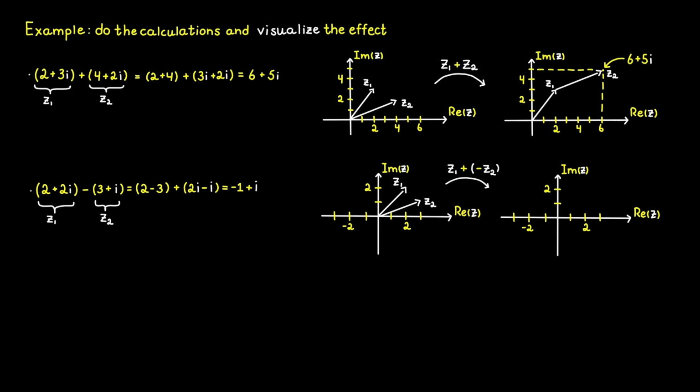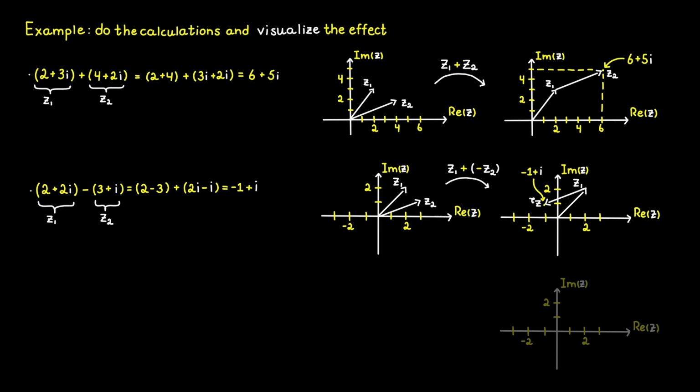And if we do that and then place the result of this operation at the end of a complex number C1, then we can once again just follow the trail to get to the complex number that we want. In this case, minus 1 plus i.